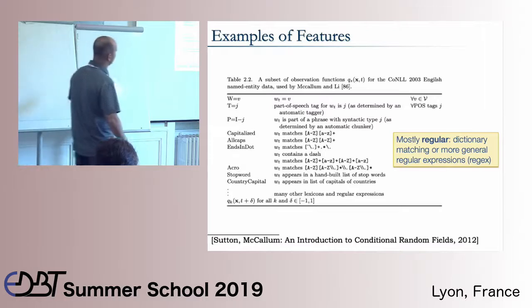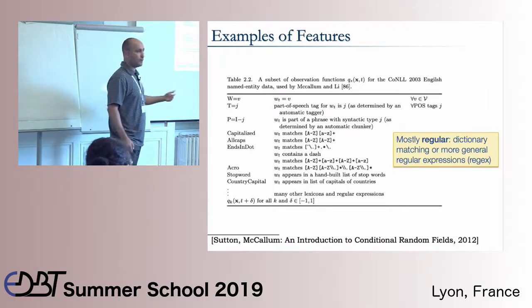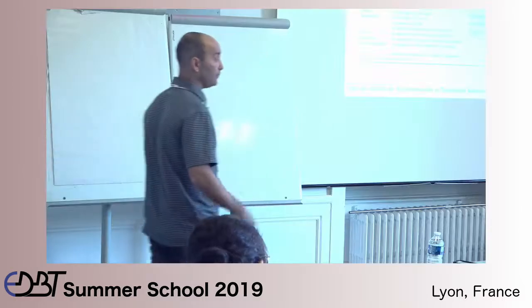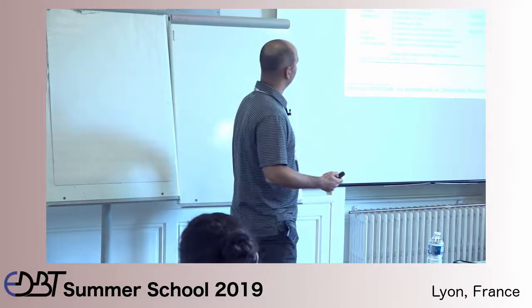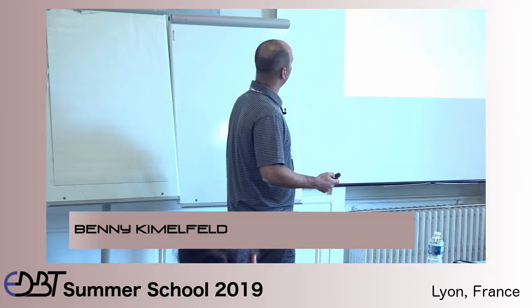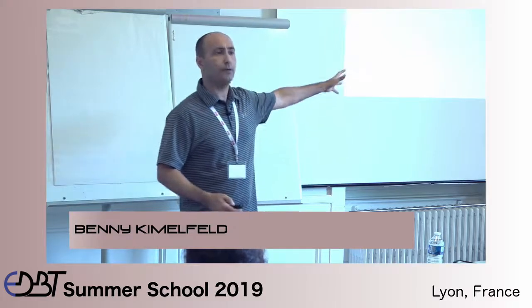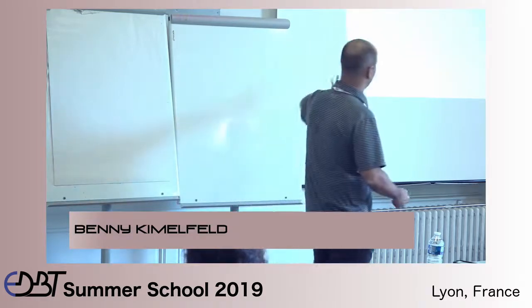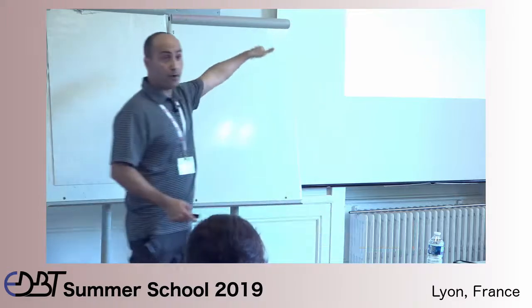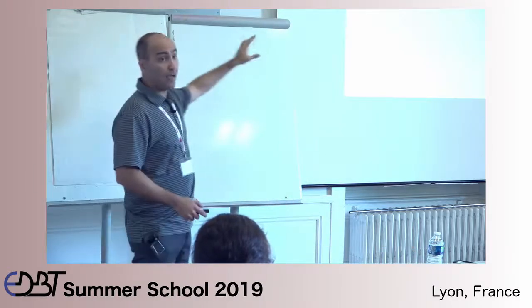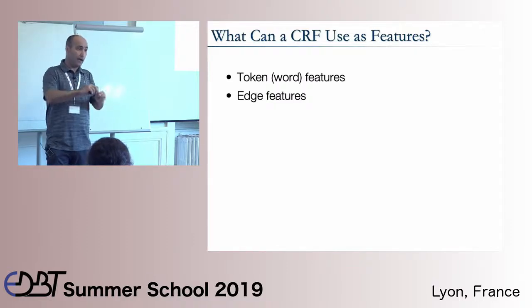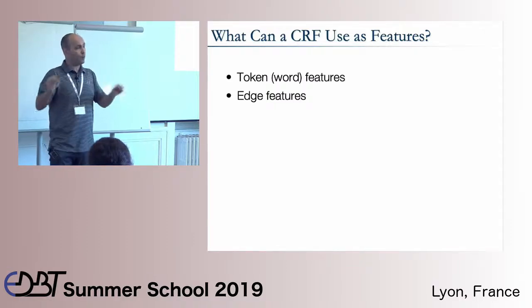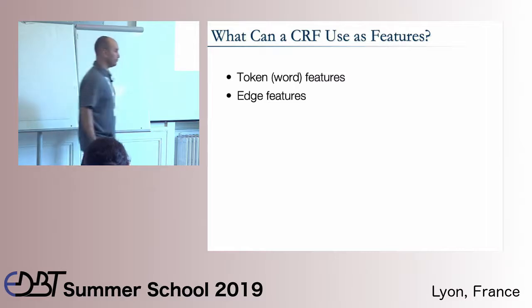And we will see that this kind of approach repeats again and again, even in the most modern systems. Now, what could a CRF use as features? So we've seen these features, which we can roughly classify into token or word features and edge features. I didn't talk about them, but these are all of the features that are determined by the words or the components that are connected by an edge.